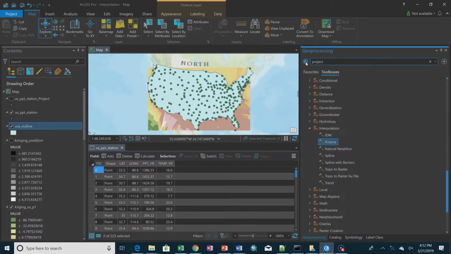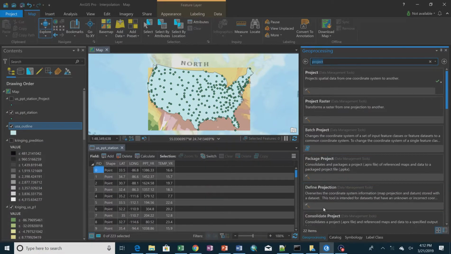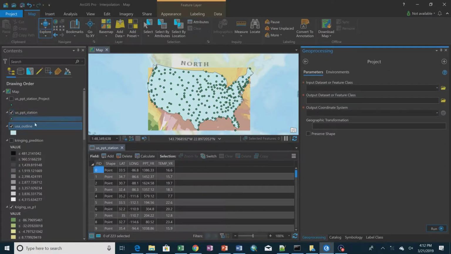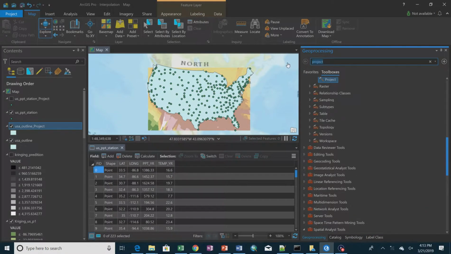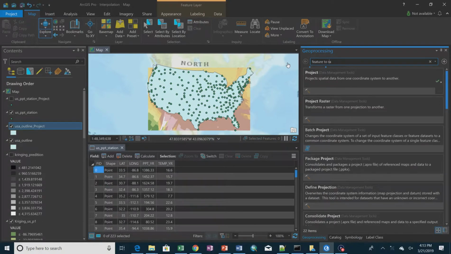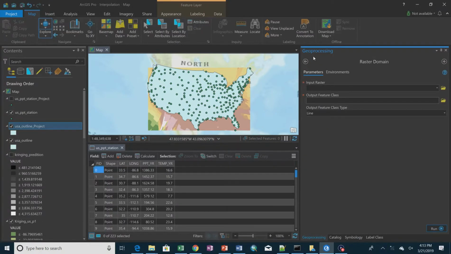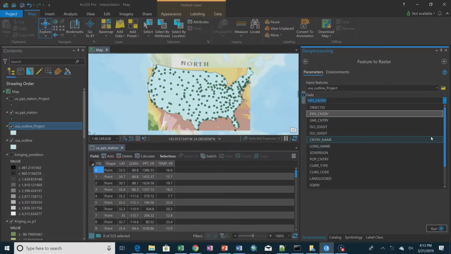I'm going to project it first. Project my outline to the same coordinate system as the precipitation stations projected. Run that. And then I'm going to go feature to raster. Feature to raster. And I'm going to convert my projected data to the same coordinate system.